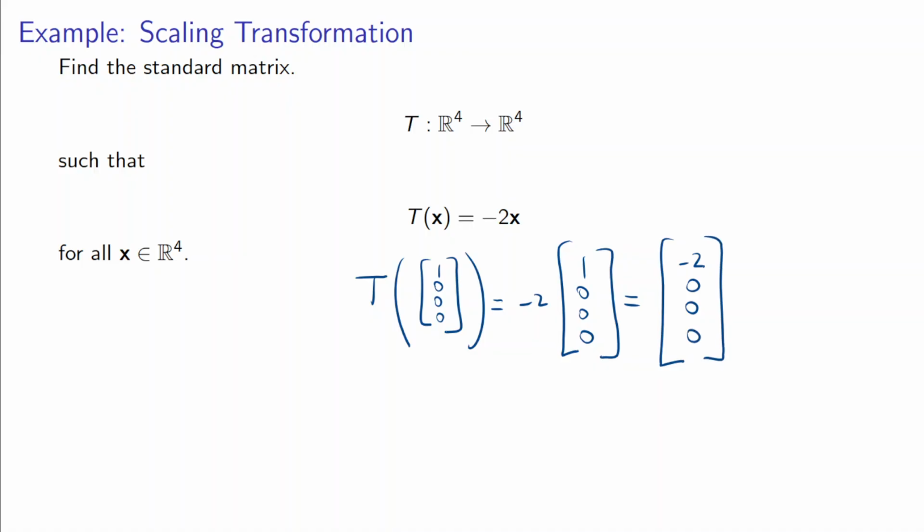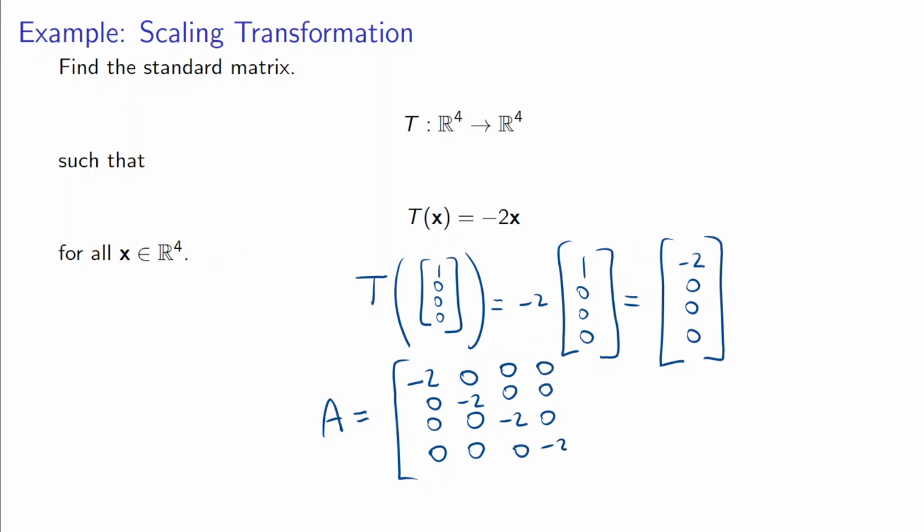And the same kind of thing will happen for E2, E3, and E4. So I'm not going to show all of those. Hopefully you can kind of see how we can generalize this. The matrix for this transformation will look like this. It's going to have zeros everywhere except for down that main diagonal where it's going to have negative 2's.